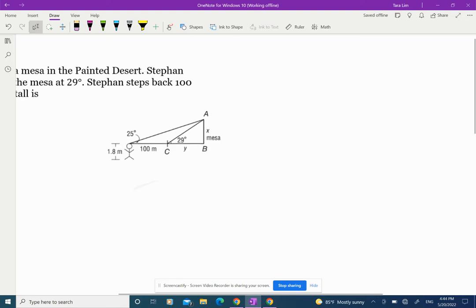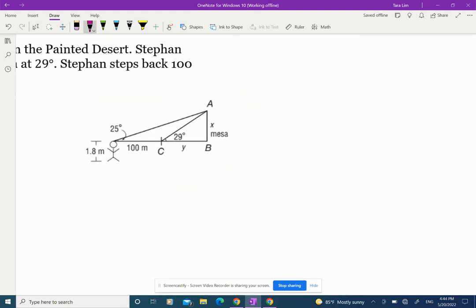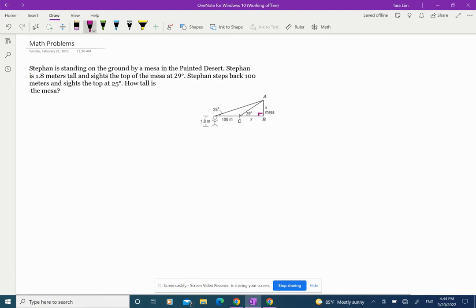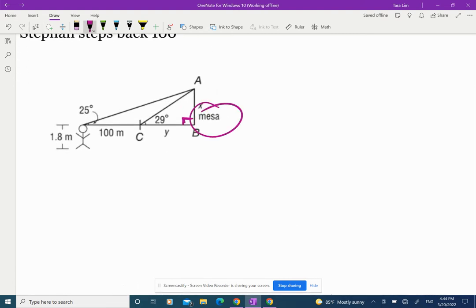So here we see a right angle triangle. Let's just assume that this is a right angle triangle since this is about trigonometry, so it's definitely going to be a right angle triangle. It says how tall is the mesa, and this is the mesa here. So we're trying to find what x is. Now notice that there's also a y here, so there's an unknown. That's what makes this word problem really tricky, because we don't know what y is.